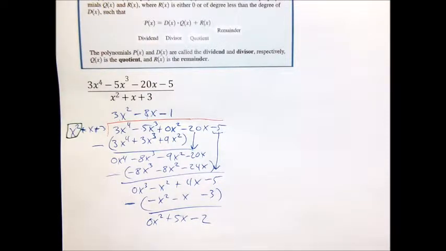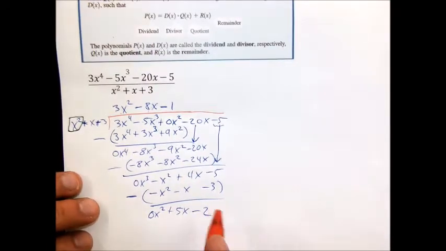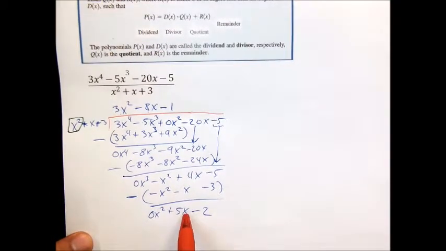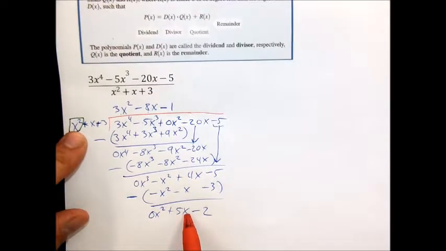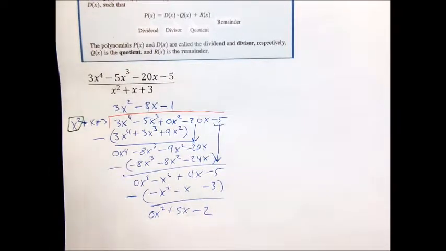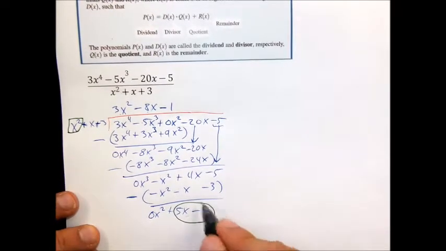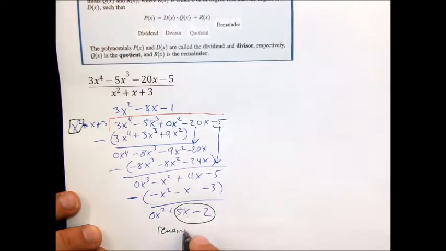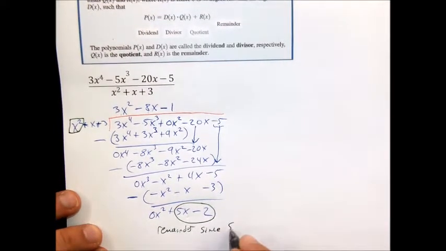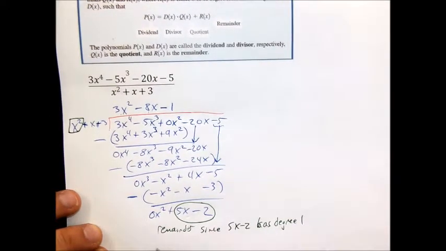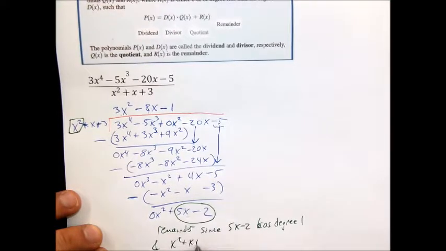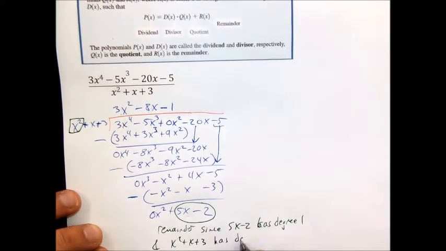And we know to stop, right? We know to stop because we look down here, and this has degree 1. 5x minus 2 has degree 1, and our divisor has degree 2. And so it's less than that, right? 1 is less than 2, and so we stop. All right, I'm going to write that down. So we stop here. This is the remainder, since 5x minus 2 has degree 1, and x squared plus x plus 3 has degree 2. 1 is less than 2, so stop dividing.